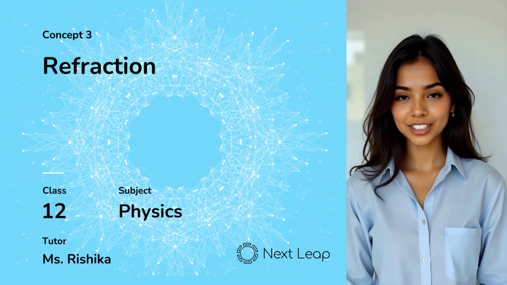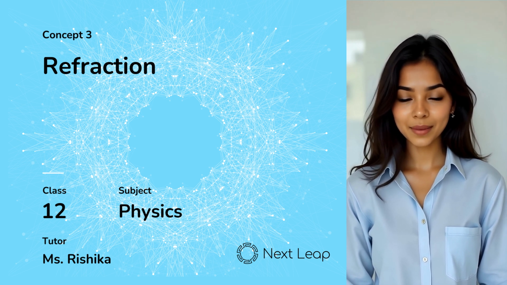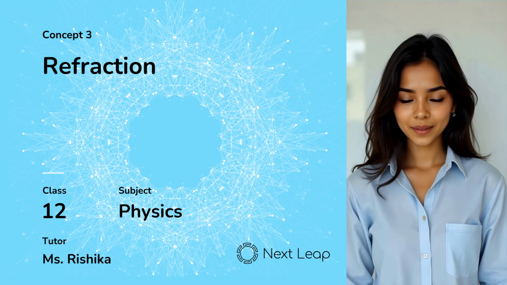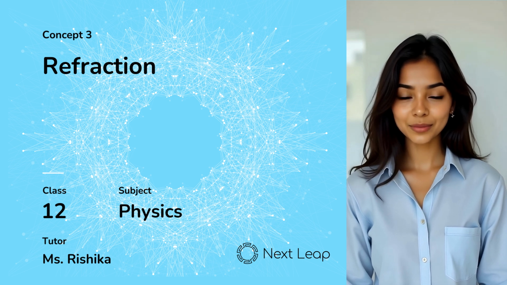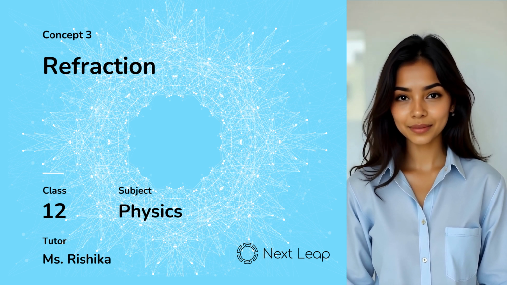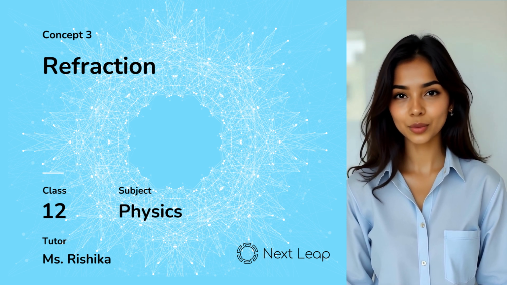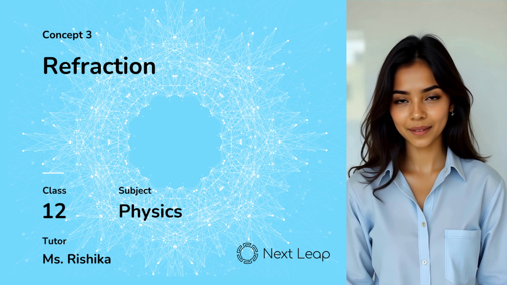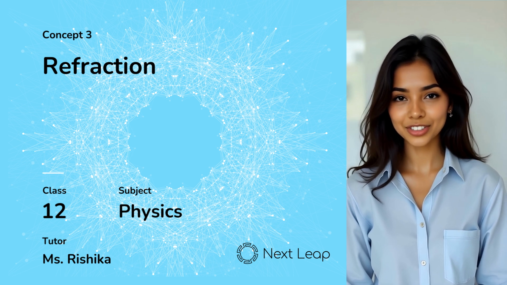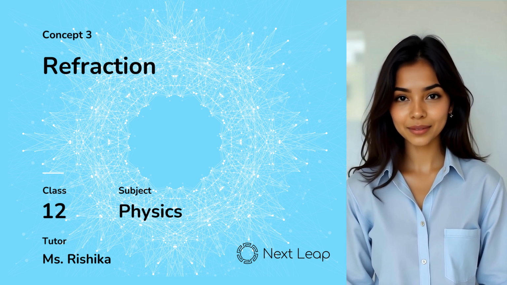Here, the angles i and r are measured from an imaginary line called the normal, which is perpendicular to the surface between the two media. Whether the light bends towards or away from the normal depends on which medium is optically denser. That means whether light travels slower or faster in that medium.